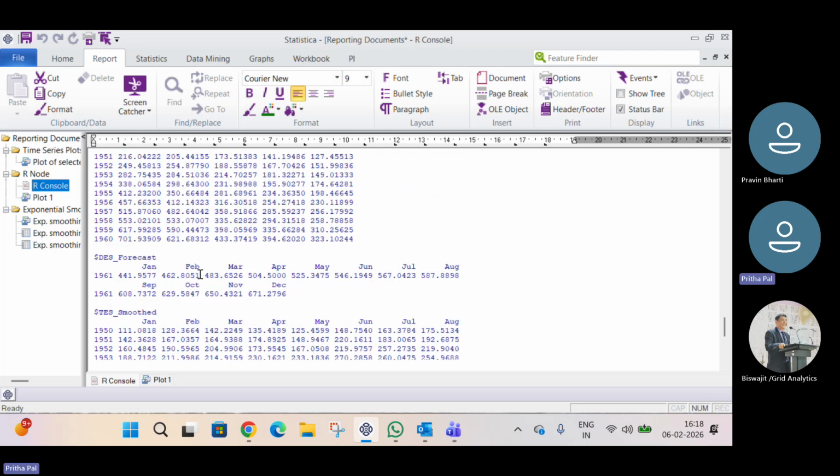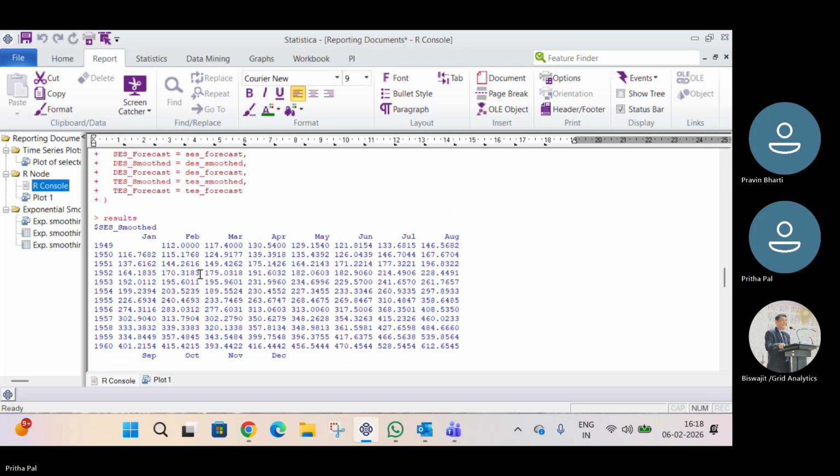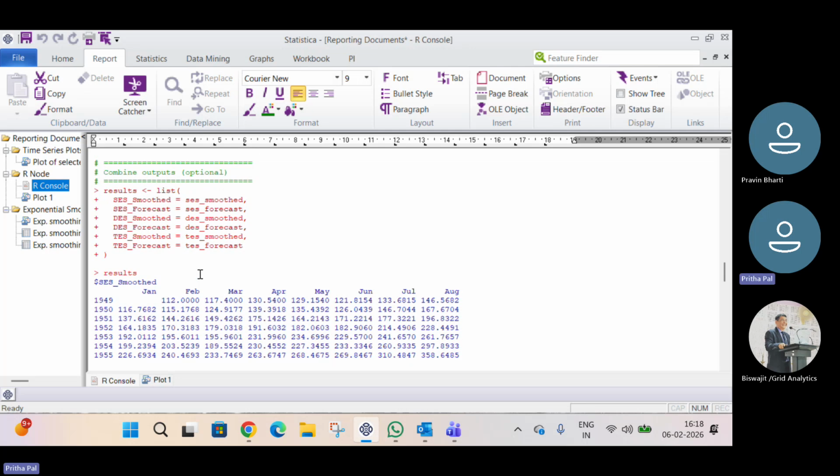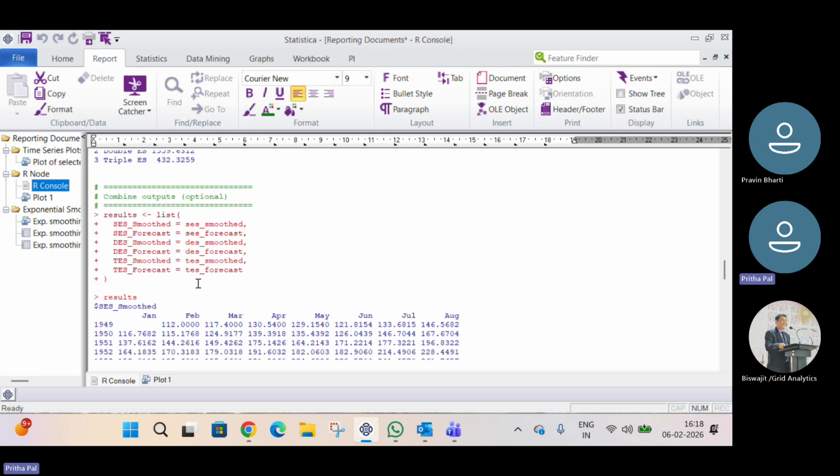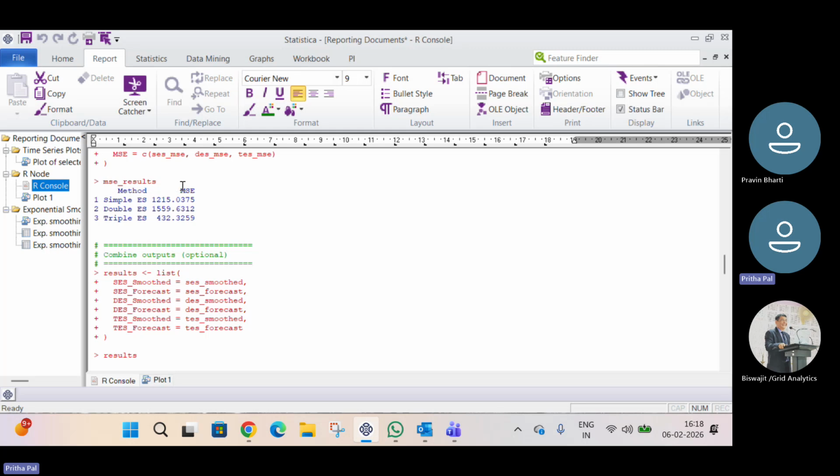So here again, from comparing the models and comparing all the MSE results, we can conclude that in the triple exponential smoothing the mean square error is the smallest. So here also triple exponential smoothing gives the best results. This is from my side.